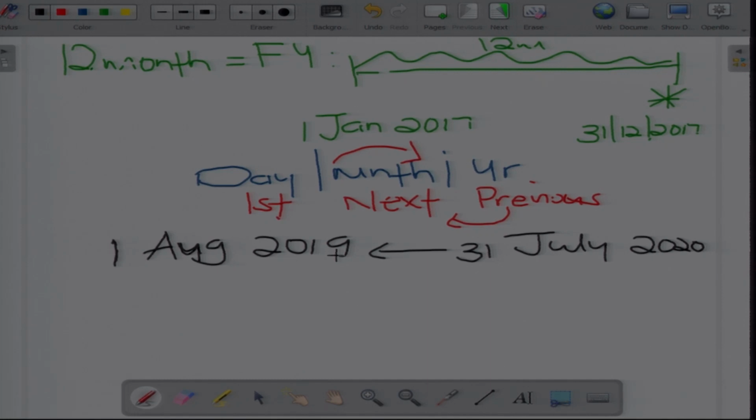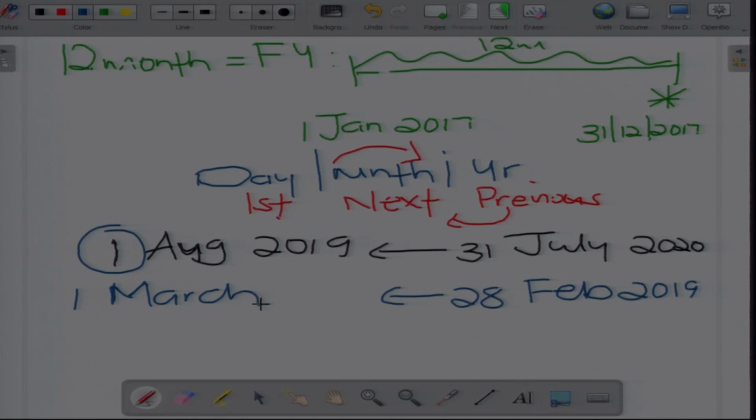Let's try another one. The 28th of February 2019. What will be the first day of this financial year? It will be the 1st. What's the next month? The month after February is March. What's the previous year? 2018. Now that's basically how you calculate the financial year.